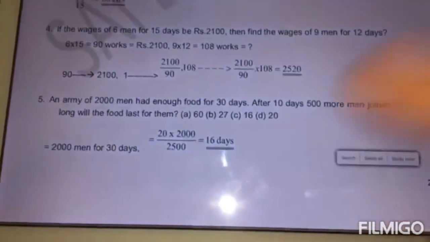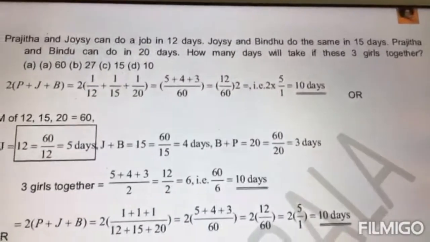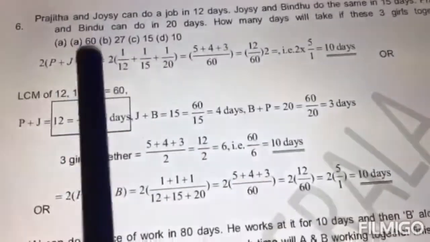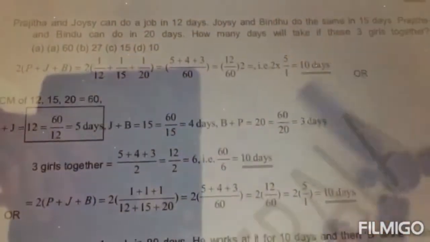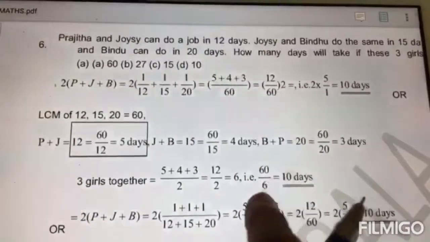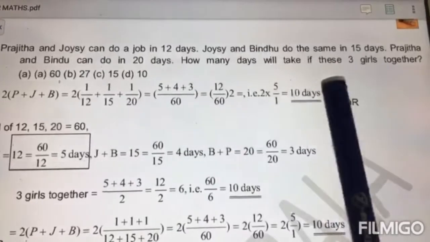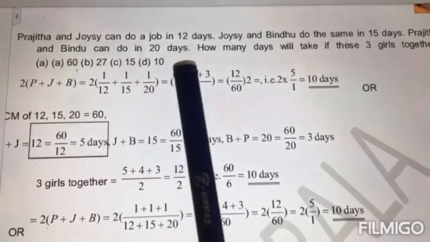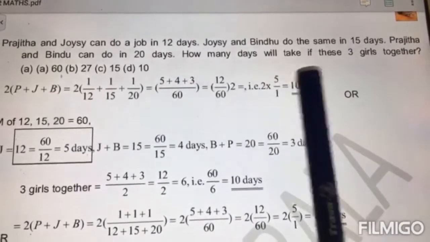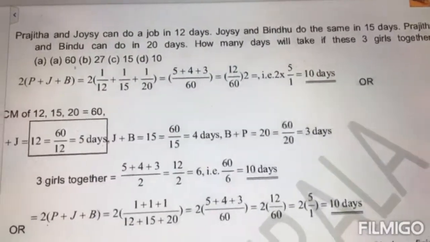Okay. Work it out using the same way we did the other questions. You'll understand better. Okay. Coming to question number 6. Prajita and Joycey can do a job in 12 days. Okay. Joycey and Bindu can do the same job in 15 days. Prajita and Bindu can do it in 20 days. How many days will it take if these three girls get together and do the job?